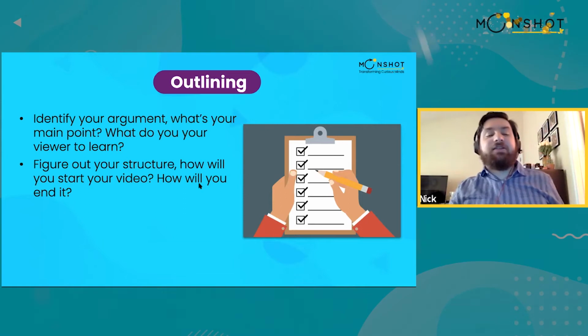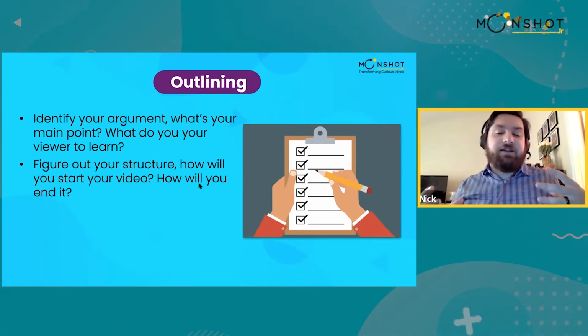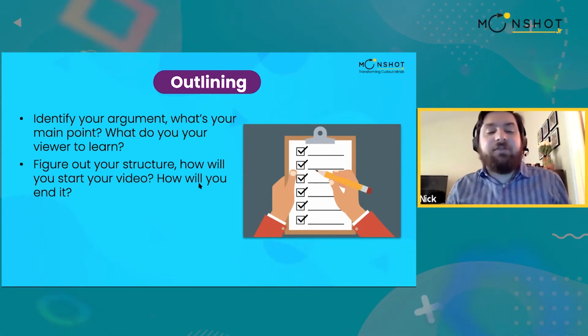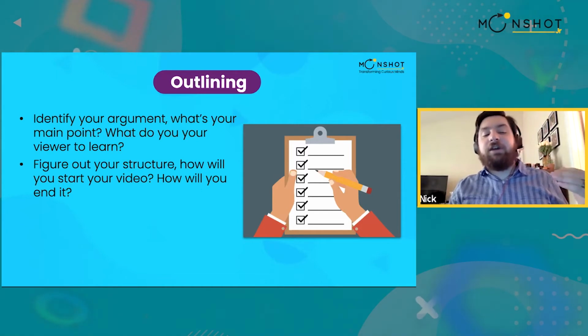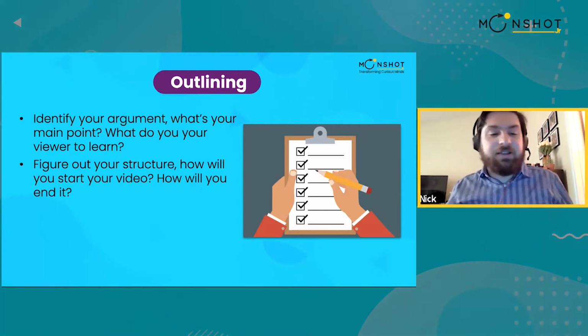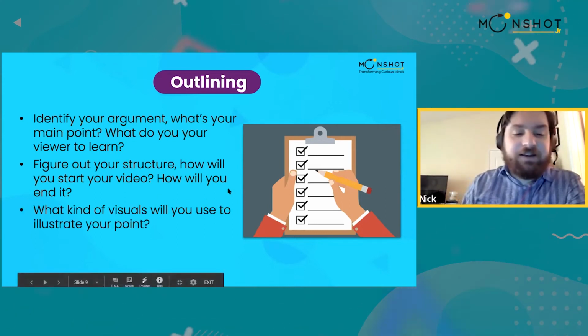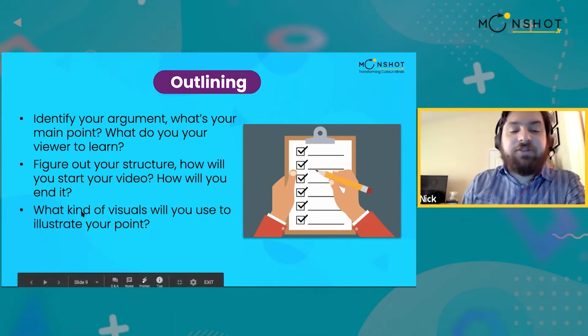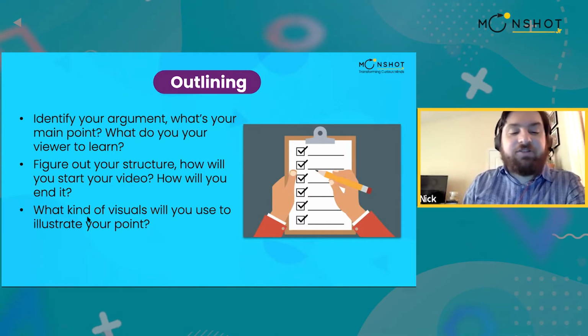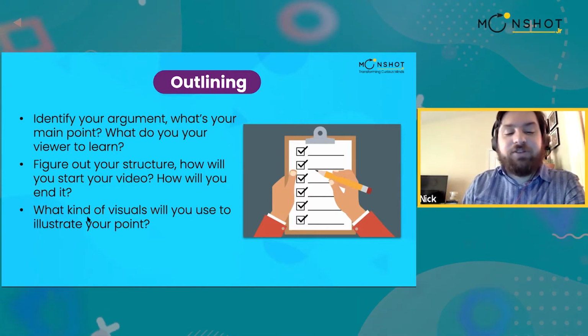What I mean by that is the actual shape and style of your video. You can figure out how you're going to start it, how you're going to end it, how long it's going to be. This is all stuff you can figure out when you're outlining. And even as early as outlining, you can start to think about what kind of visuals you will use to illustrate your point.